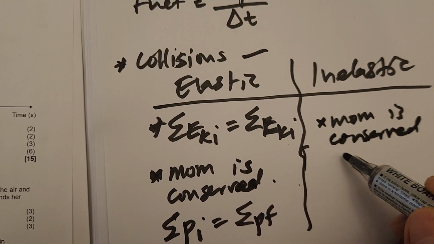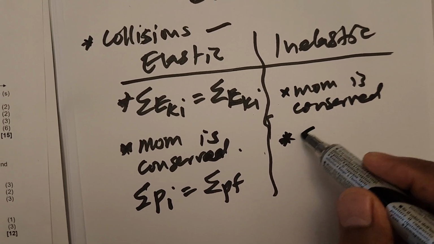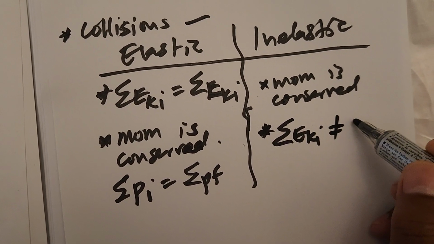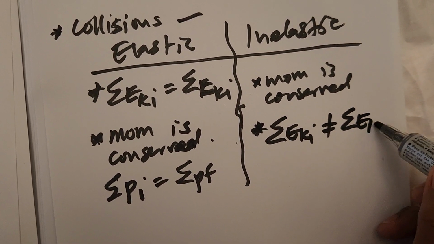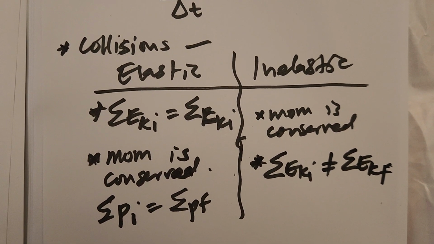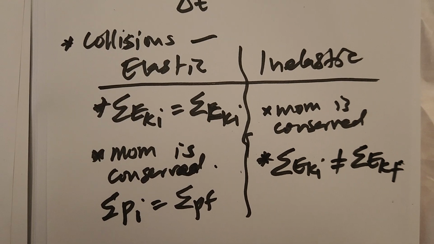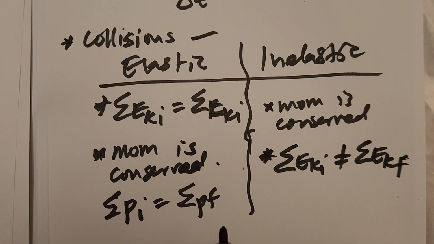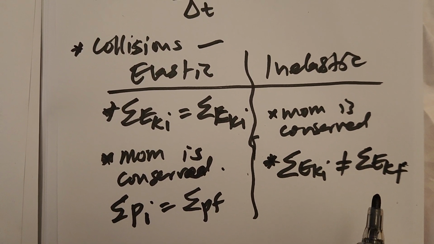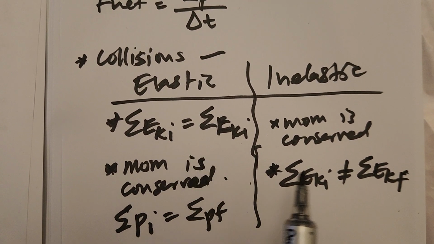Momentum is conserved. But in the case of inelastic, we say the total kinetic energy is not conserved. Therefore, sigma Ek initial is not the same as sigma Ek final. That's what you should know when you're dealing with the two. If they ask you to prove whether a collision is elastic or inelastic, you are not going to use momentum, because in both cases momentum is conserved. So what will make the difference between the two collisions will be the kinetic energy.